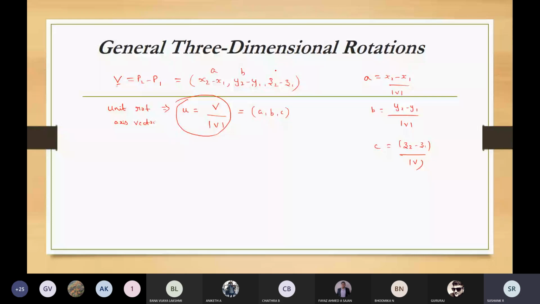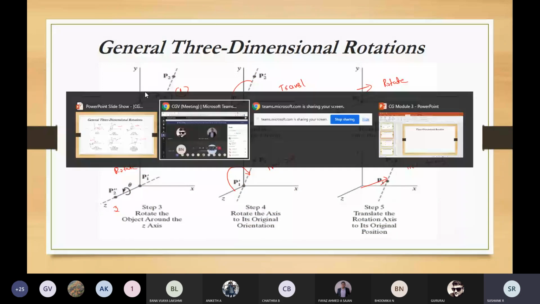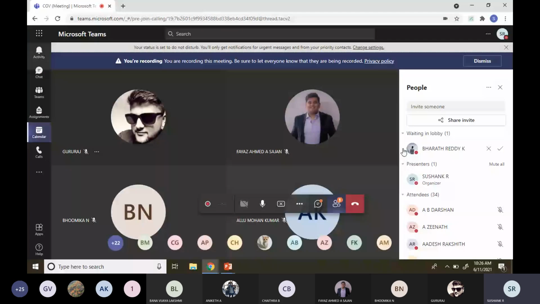What was the first step? The first step which we did was to bring this rotation axis to the origin. So the first step which we followed here was bringing this position P1 to the origin, that is, bringing this position from the rotation axis to the origin.